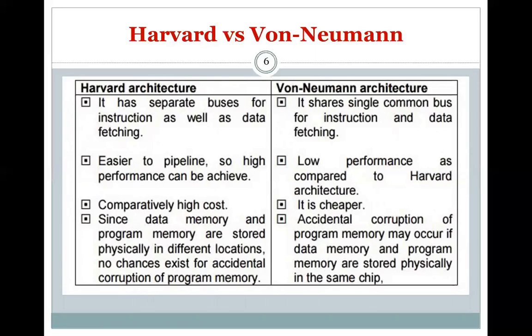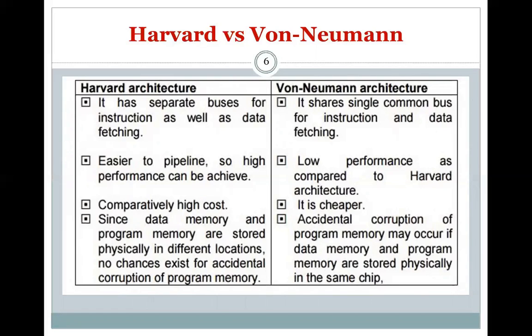So if you see the differences, Harvard architecture uses separate buses for instructions as well as data, and this follows the pipeline. So high performance is present, and Harvard architecture is comparatively costly, and data and program memory are stored physically in different locations. So there is no chance of accidental corruption of program memory.